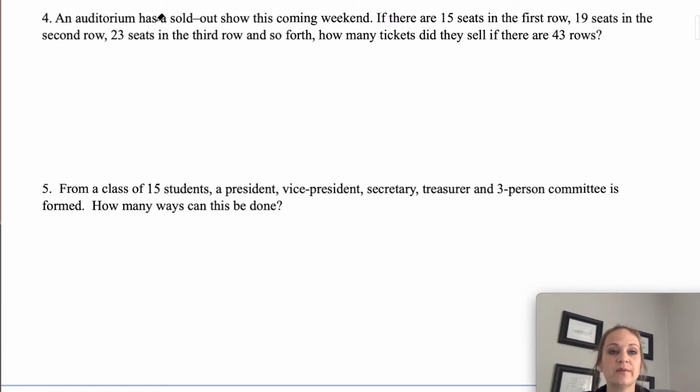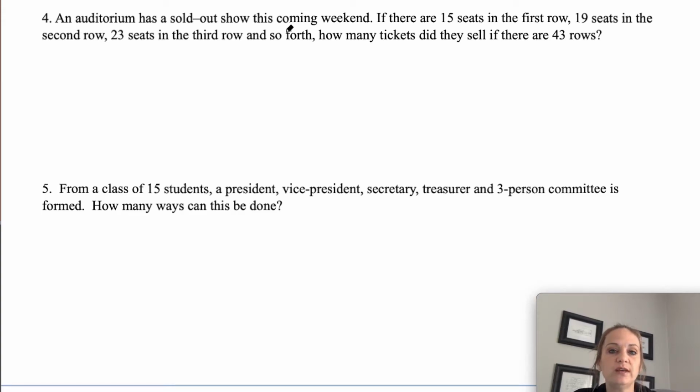Next, an auditorium has a sold-out show this coming weekend. There's 15 seats in the first row, 19, 23, and so forth. How many tickets do they sell if there are 43 rows? So what they're wanting to know is how many seats are in the entire auditorium because they sold out the show. So they've sold all the seats, the tickets for the seats.